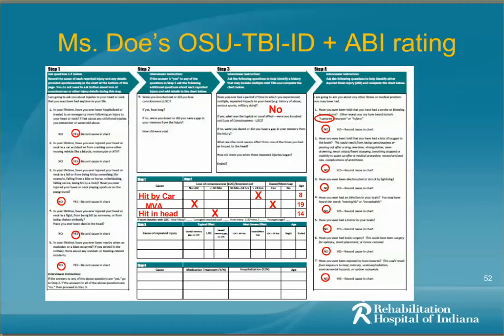So if you were to score Ms. Doe's rating form, if you look at her most severe injury, you'll notice that her most severe was the first line when she was 8 years old and she was hit by the car. And her loss of consciousness is greater than 24 hours, so that would score her in the severe TBI range. Okay.